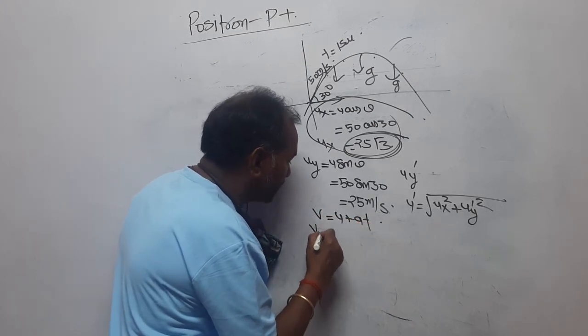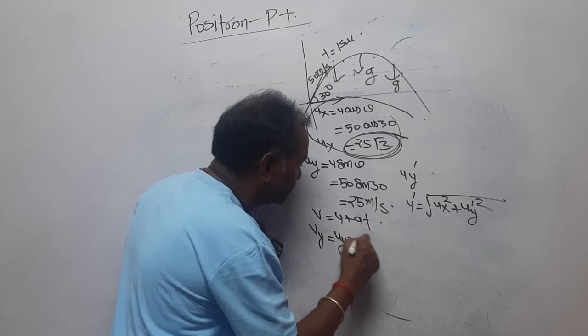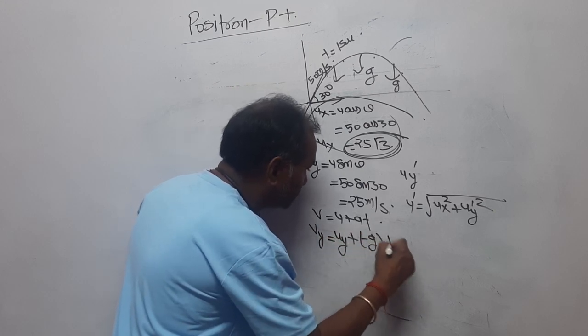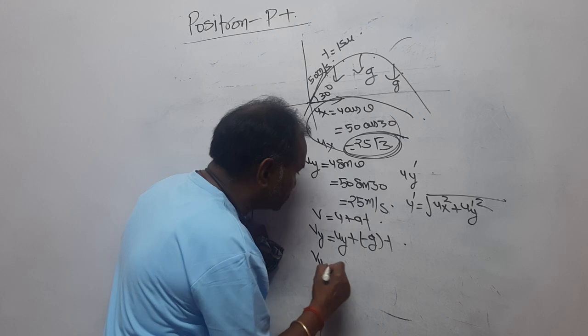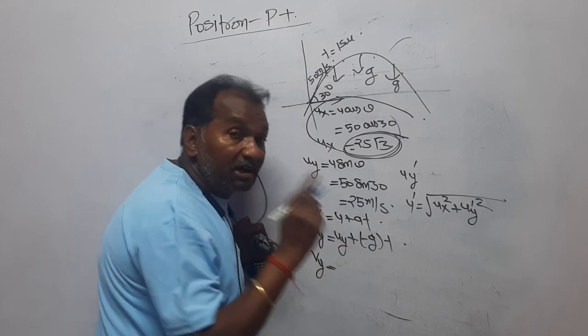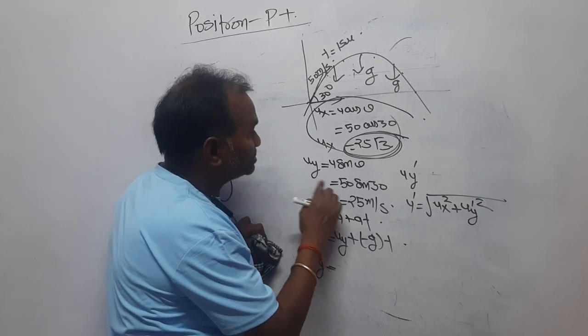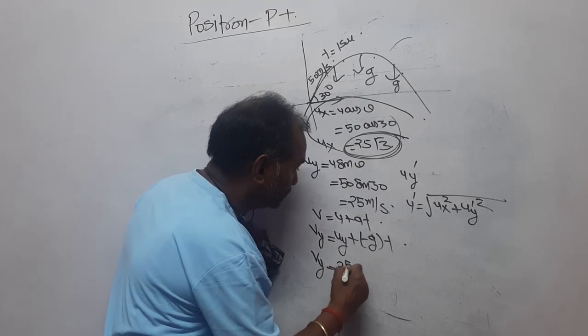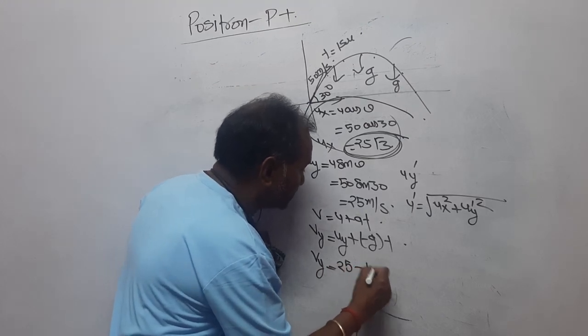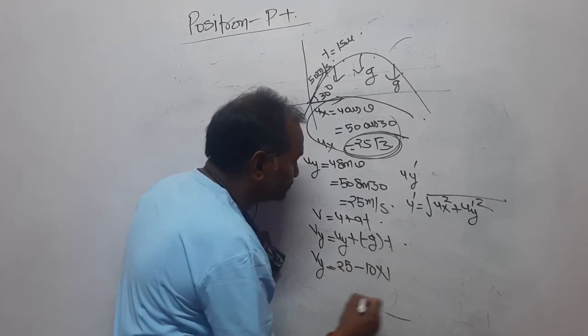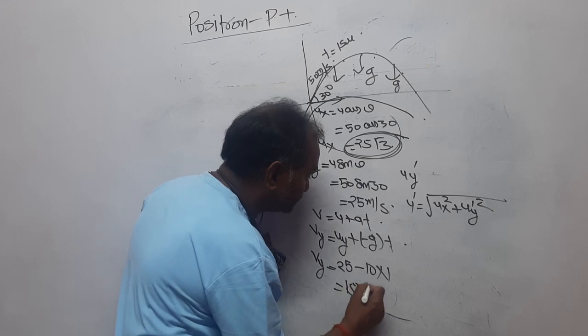For vertical, you might write vy is equal to uy plus or minus g into t. Now vy becomes uy, where uy means initial vertical velocity, that works out to be 25 minus g, take 10, and t is 1, that is 15 meter per second.